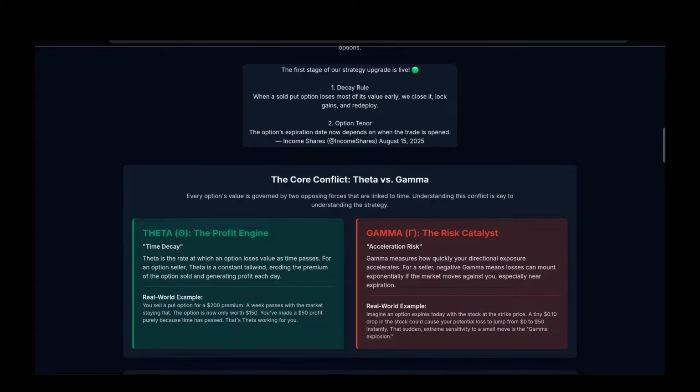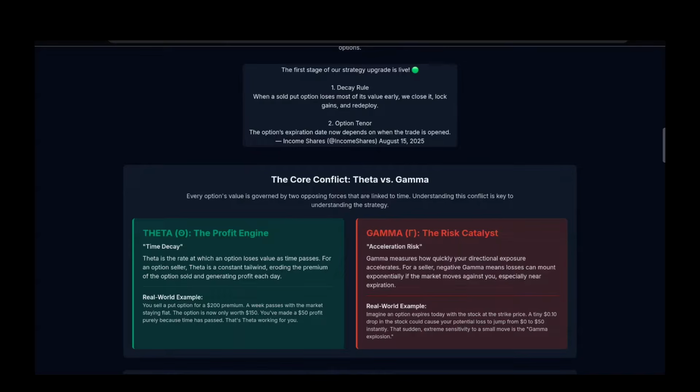A real world example here: you sell a put option for a $200 premium, a week passes with the market staying flat, and the option is now only worth $150. You've made a $50 profit purely because time has passed. And so that's how theta is working for you.